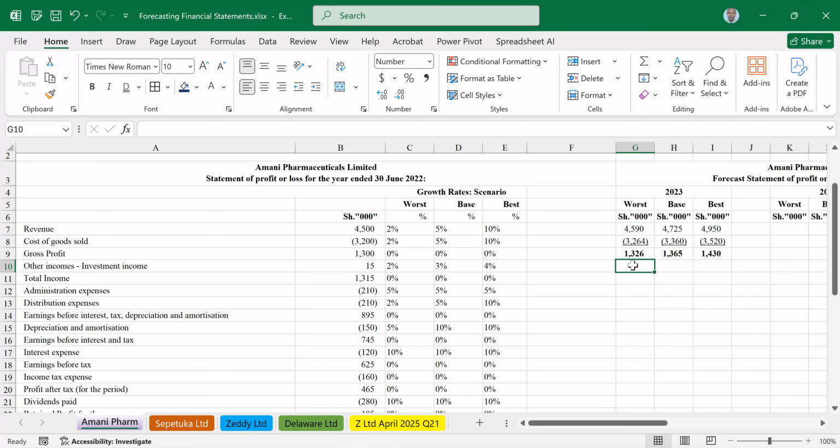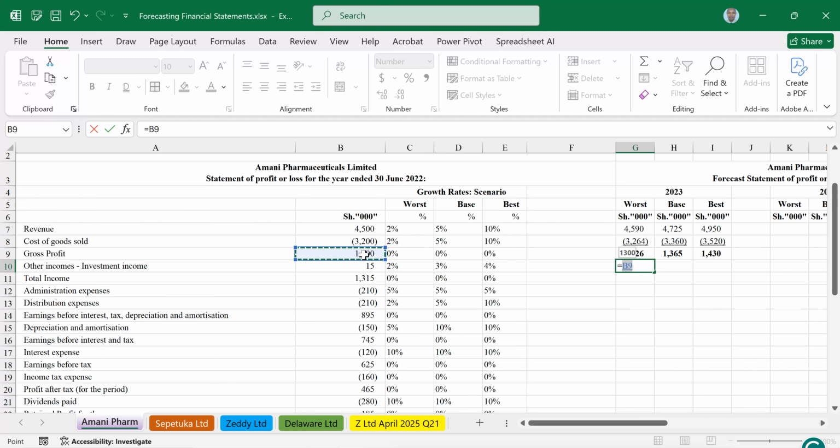Other income will be equal sign, click on the 1,300, lock it, times, open bracket, 1 plus, I think I clicked on the wrong one. This is a wrong one. This should be the 15. Lock. Then now plus the rate, which is 2%, then close bracket. So we are using the 15, not the 13. 13 was gross profit. Drag across.